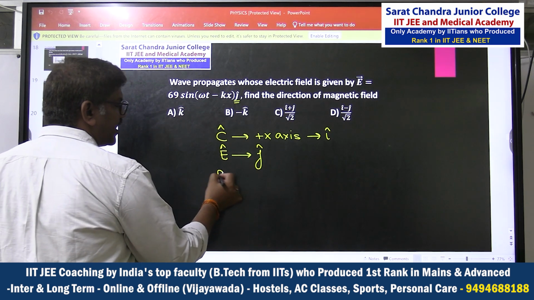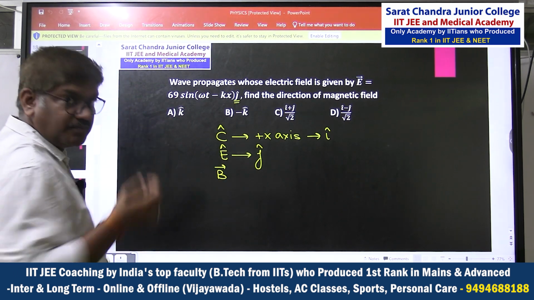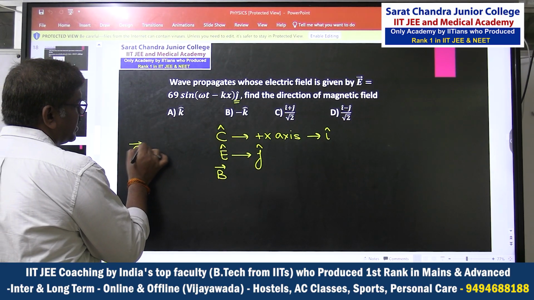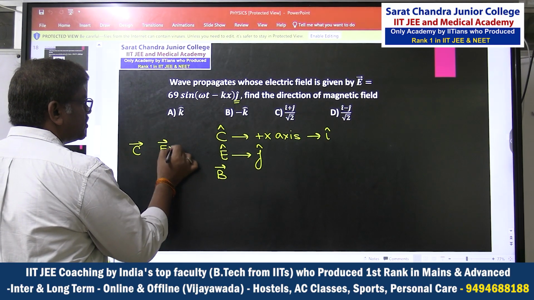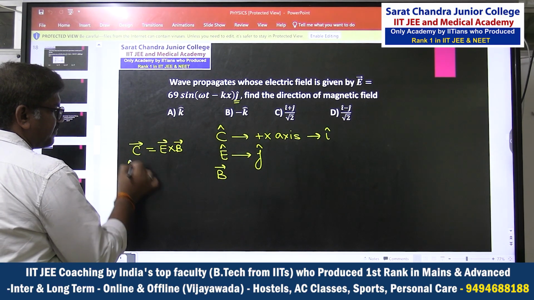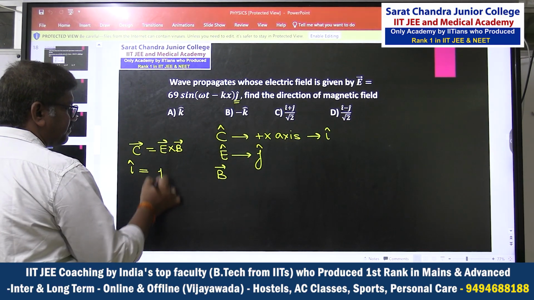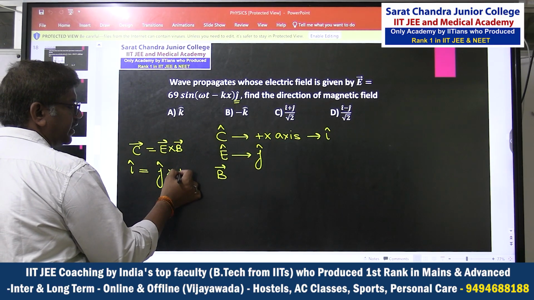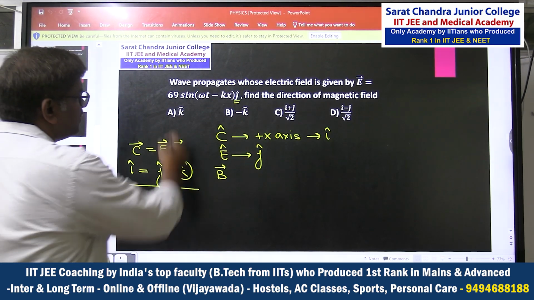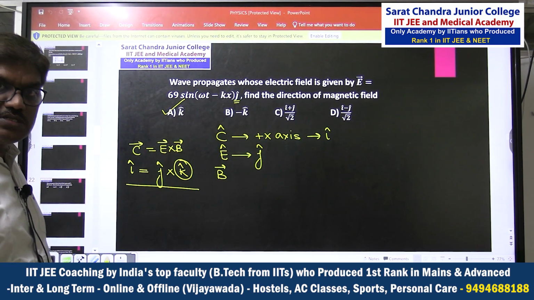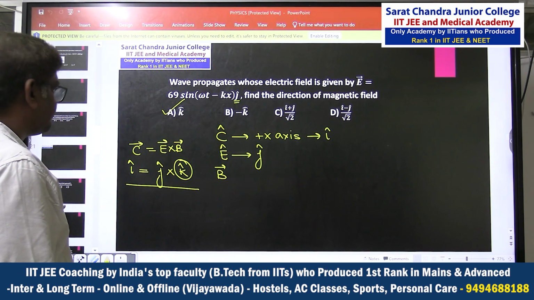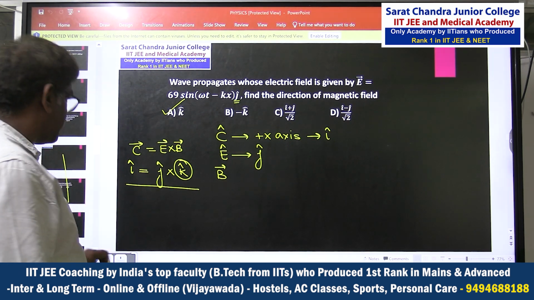Now we have to find the direction of the magnetic field. Again, pure definition: the direction of c is given by the direction of E cross B. Up here, if this is i cap and this is j cap, then clearly what should be the direction of B? It should be k cap, because j cross k is i. So what should be my right answer? The correct answer will be option A. All right. Absolutely, again a direct question.